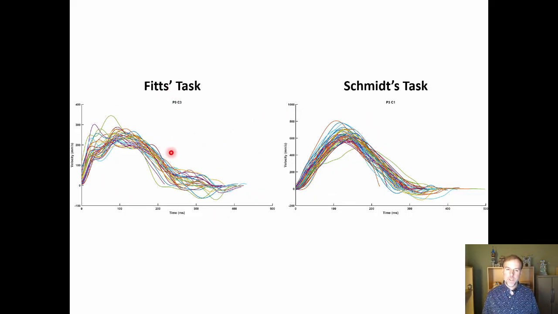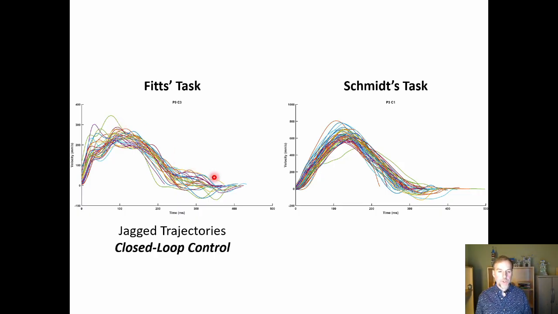And these are roughly similar conditions, but they're not as well equated as Carlton's because these are actually two different experiments. But if we look at Fitt's task, and these are the velocity profiles, you can see they're jagged, right? There's a lot of corrections going on. So these jagged trajectories suggest that in Fitt's task, you're using closed loop control. And this is what Carlton expected for Fitt's task.